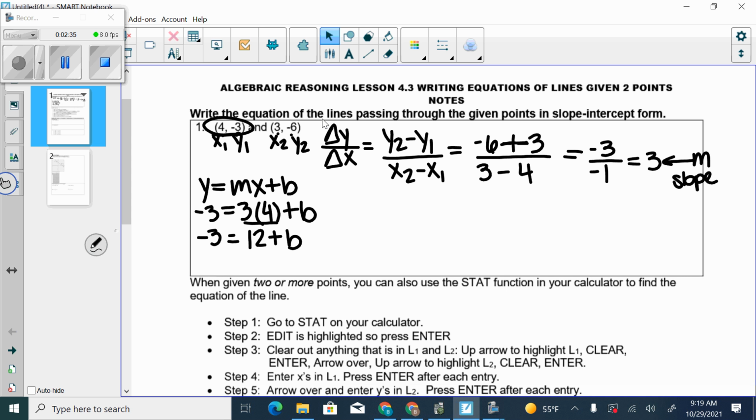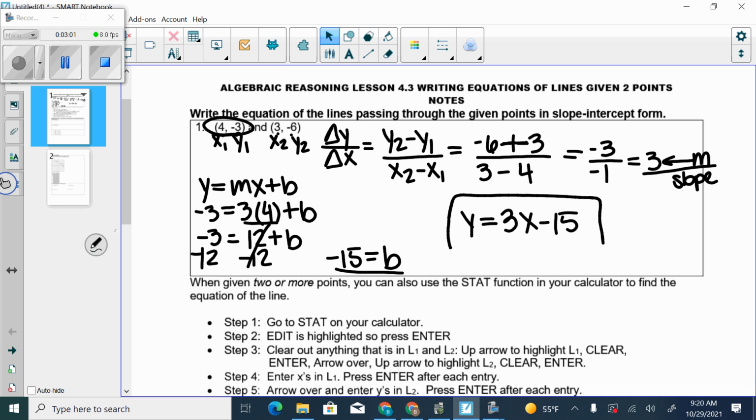And then to get b by itself, we would just subtract 12. And negative 3 minus 12 would give us negative 15. So b is equal to negative 15. So now we have our b, we have our m. So we can write the equation of the line as y equals m, which was 3x minus 15. And there's the equation of our line.